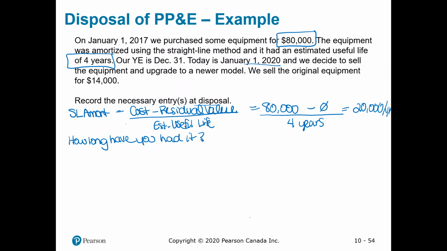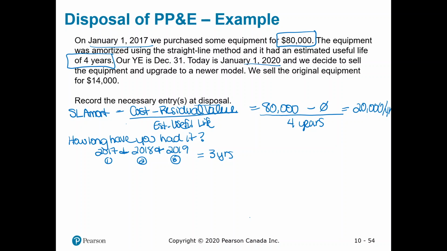Well, we bought it January 1st, 2017, so we had it for all of 2017. We're not selling it until January 1st, 2020. So we had it for 2017, 2018, and 2019. So 1, 2, 3. 3 years. And I'm not adding those, it's an and sign.